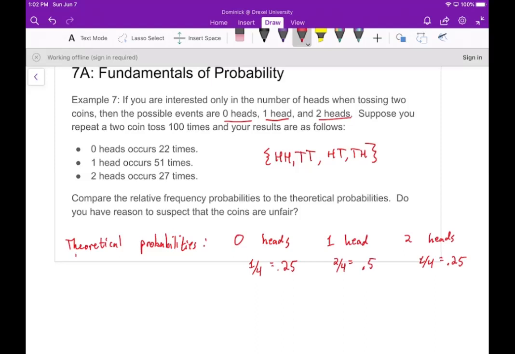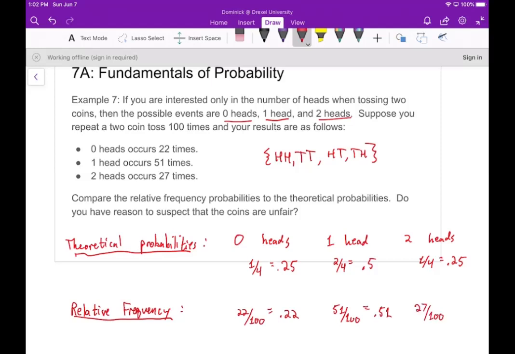Now, as far as the relative frequencies go, well, in this experiment, we had 0 heads 22 out of 100 times, so that's a 0.22. We had 1 head 51 times, so 51 out of 100, which is 0.51. And then we have 2 heads 27 times, so 27 out of 100, so 0.27.